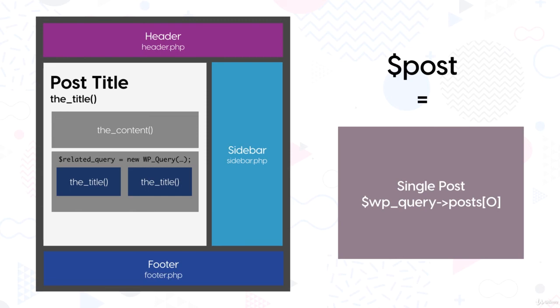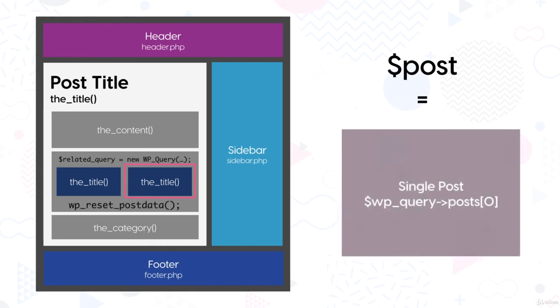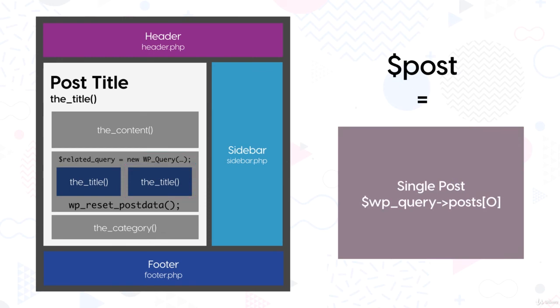So notice now that when we start to loop in this custom query, we will set the global post object to the first post in this custom query. And as we move forward, we will set it to the second post in the custom query, and so on. Now imagine after the related posts, we would like to get the category for the main post, for the original post. You see the problem? The category template tag will go to the global post object, but it will have the wrong post. It will have the last post in our custom query. So that's why we call wp_reset_postdata after any custom query, to set the global post object back to the original post, right?